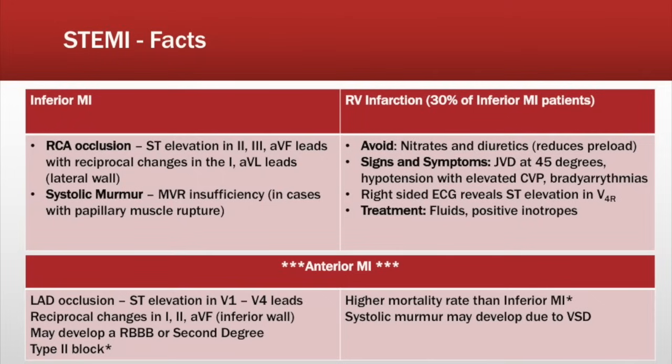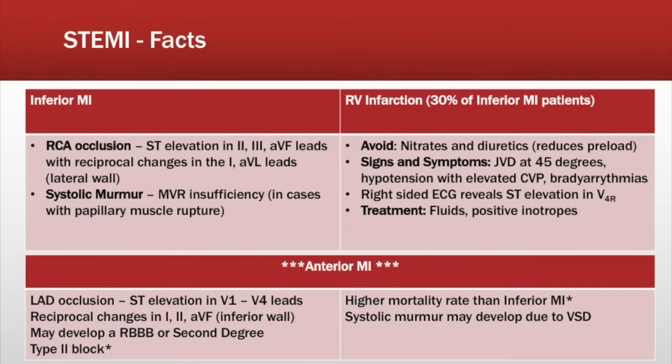So your anterior MI, I've got this starred. This is one of the ones that has a higher mortality rate than the inferior MI, and you need to know this as well. So this is the one with the LAD occlusion, which is your left anterior descending artery. So this will show ST elevation in leads V1 through V4 and have reciprocal changes in leads 1, 2, and AVF, which is to the inferior wall of the left ventricle. These patients may develop a right bundle branch block or a second degree block type 2. Just know that.